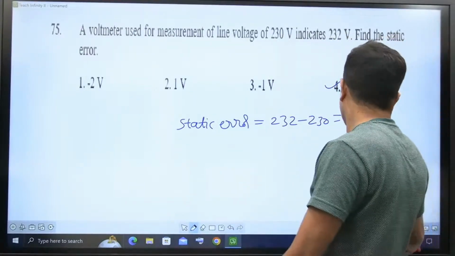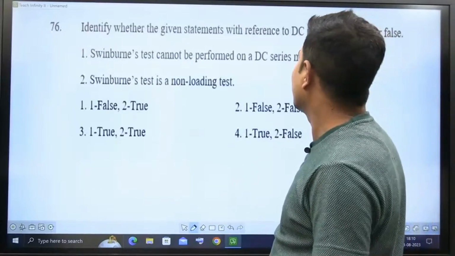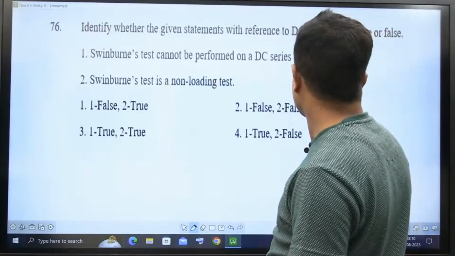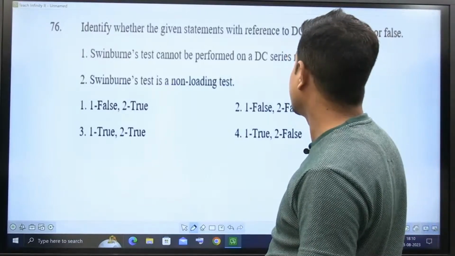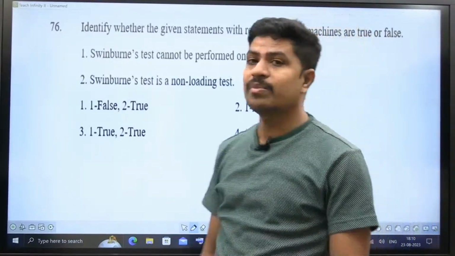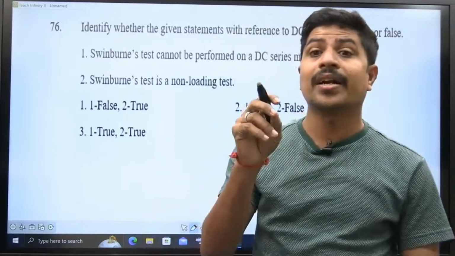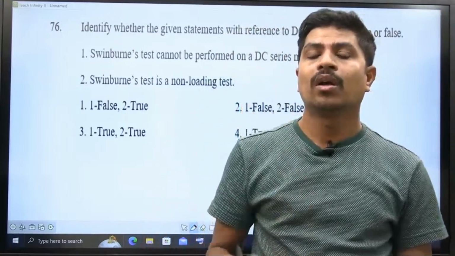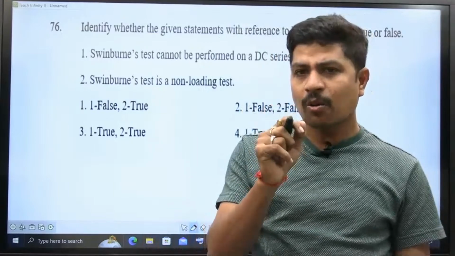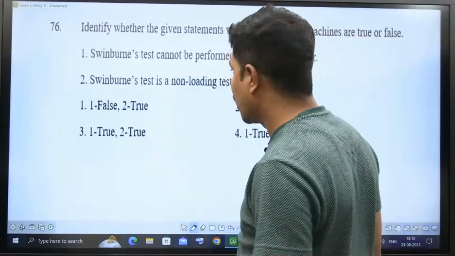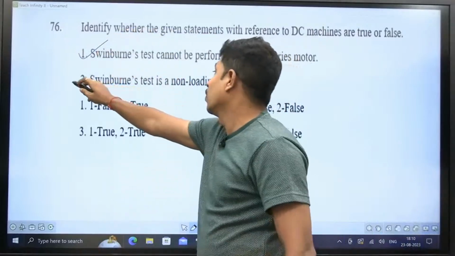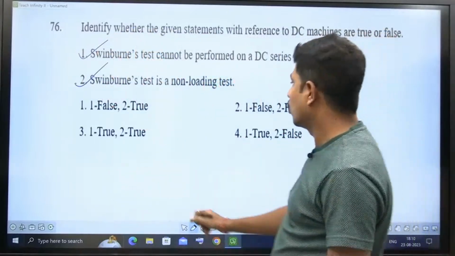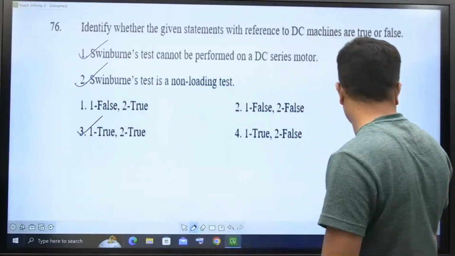Choice 4. Next question. Identify whether the given statements with reference to DC machine are true or false. Swinburne test cannot be performed on a DC series motor. Yes, because Swinburne's test is conducted on a machine under no load. A DC series motor should not be operated under no load. Therefore, this is correct. Swinburne's test is a no-load test. Yes, it is. Both are true. Choice 3 it is. Choice 3.